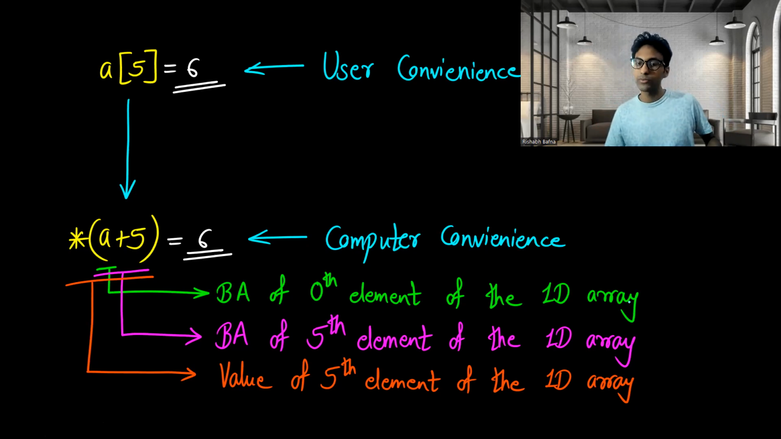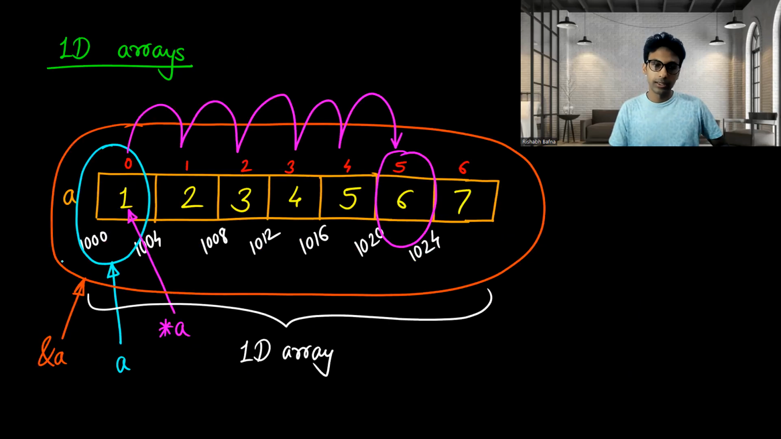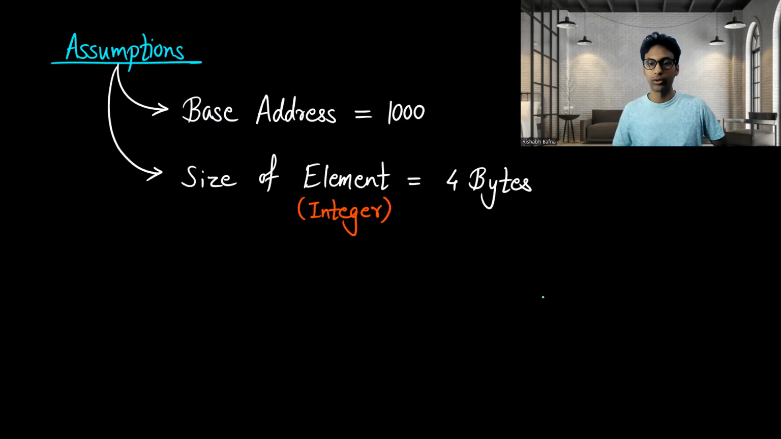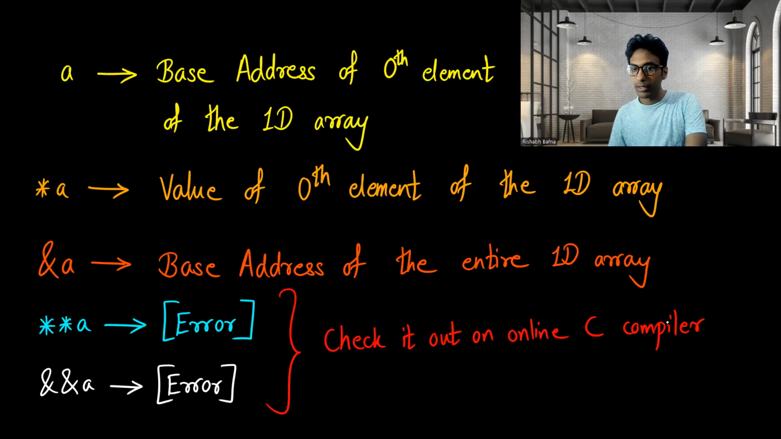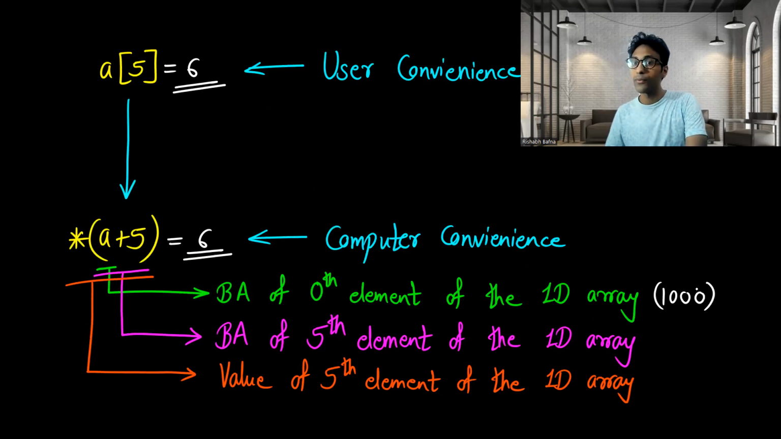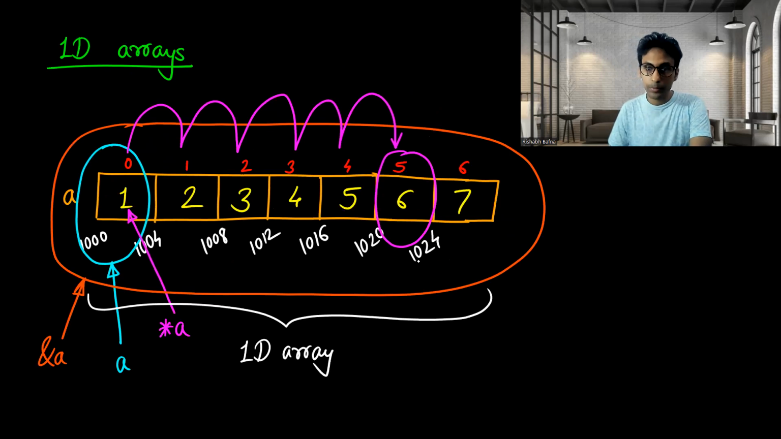Very easy. See, base address of the zeroth element of the 1D array. What is the base address? Let me state it as 1000. Zeroth element's base address is 1000. Base address of the fifth element of the array will not be 1000 plus 5, 1005. It will be 1000 plus 5 into the size of the element we were pointing to earlier, the zeroth element. So 1000 plus 5 into size of element. This is called pointer arithmetic.